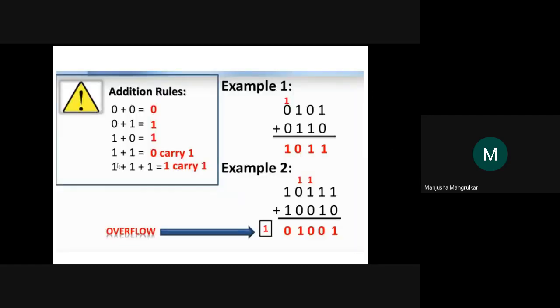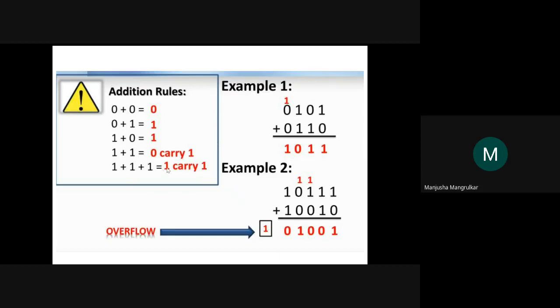Now the next, if it is 3 bits, this is one example. These are the rules we have seen in the previous bit. If it is 3 bits, 1 plus 1 plus 1, what will be the answer? 1 plus 1 is 10, right? Then to this 10 we add 1. So 0 plus 1 is 1 and 1 comes as it is. So the 1 will be placed and 1 will be the carry.